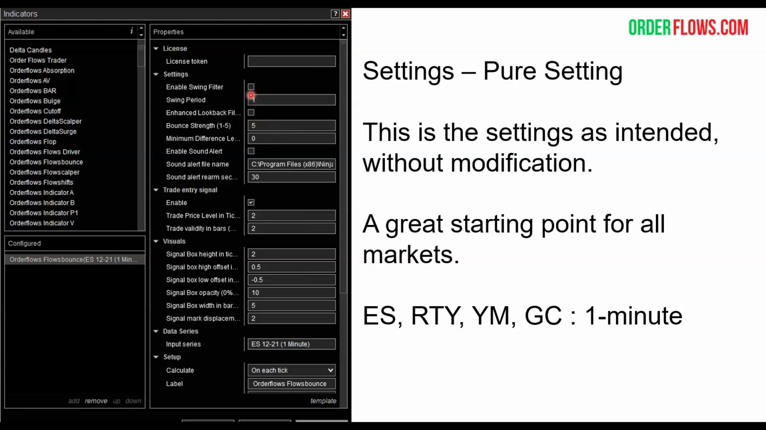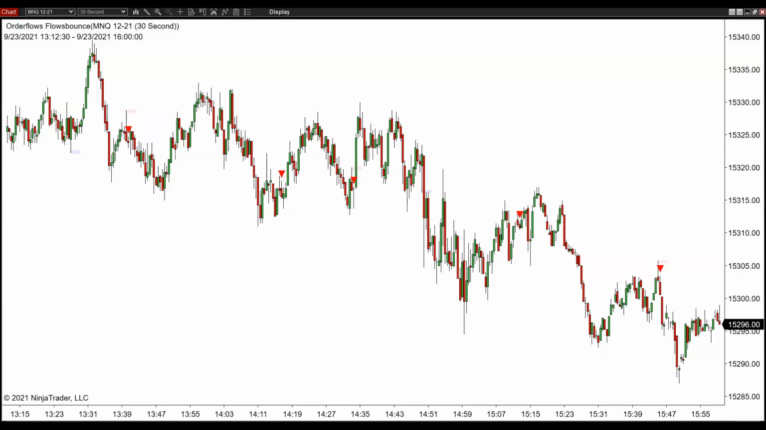Again, swing filter disabled. If you don't have this checked, you have the swing filter set at 1. It doesn't matter what you have it set at as long as this is not checked here. But 5 and 0, that is what I call the pure setting, which is basically the setting that when I was looking at a chart, that's what I would use.